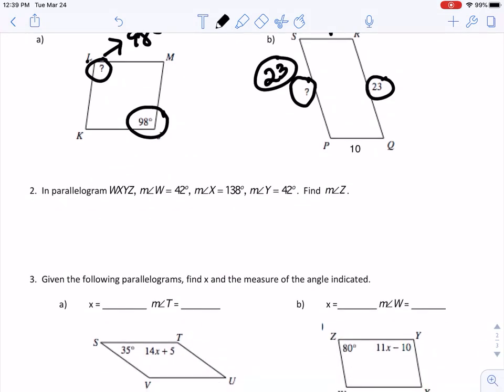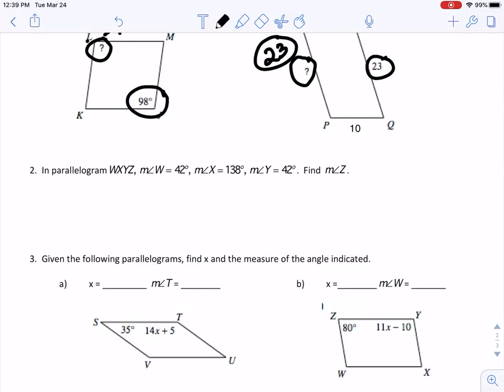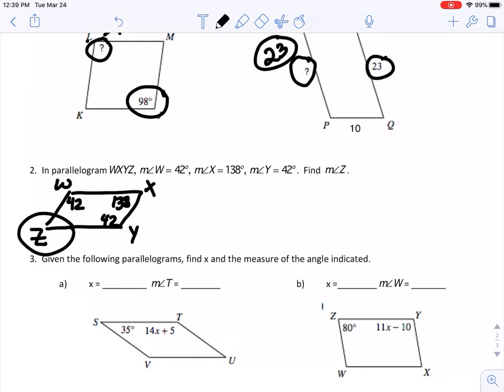On some of the problems, what you might want to do is draw yourself a picture. So it says we have a parallelogram WXYZ. So let's draw a picture of a parallelogram and let's label it. Here's W, here's X, Y, and Z. Remember, it doesn't matter where you start, but you want to go in order. Measure of angle W is 42 degrees, so this one is 42. X is 138. Y is going to be 42. And then we want to find this measure right here.